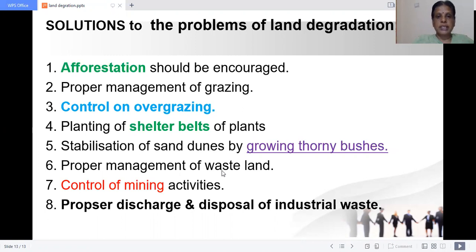Okay, children, let us end this session with this. In the next session, let us see what is soil conservation. Okay, children, thank you.